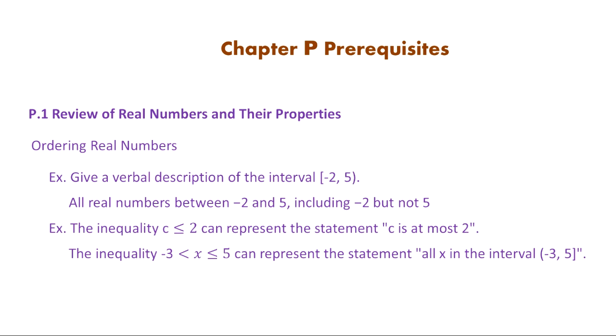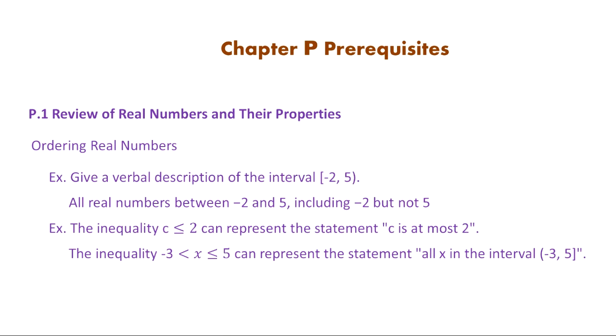Okay. So let's look at another example. The inequality x less than or equal to 2 can represent the statement x is at most 2. When we say x is less than or equal to 2, that means all the numbers less than or equal to 2. In other words, you can say x is at most 2. So these are two different phrasings for the same fact. And another example is the inequality -3 less than x less than or equal to 5.